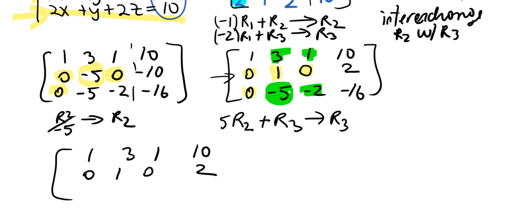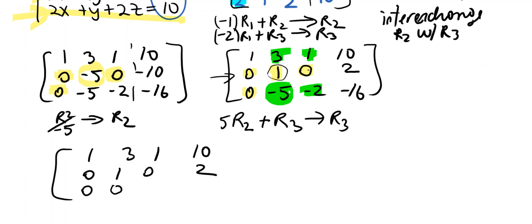But now instead of row 3, I'm going to put 5 times row 2 plus row 3. So it's going to be 5 times row 2. So it's going to be 5 times 0 is 0 plus row 3, which is also 0. So I still better have a 0 in here. And then 5 times 1 is 5. So it's 5 in here. 5 times 1 is 5, and then plus -5 is 0. So my -5 became a 0.